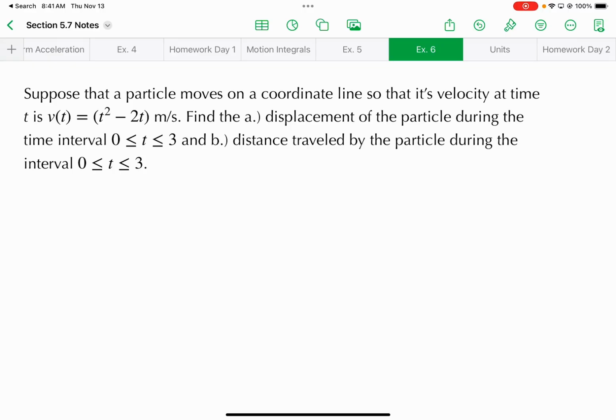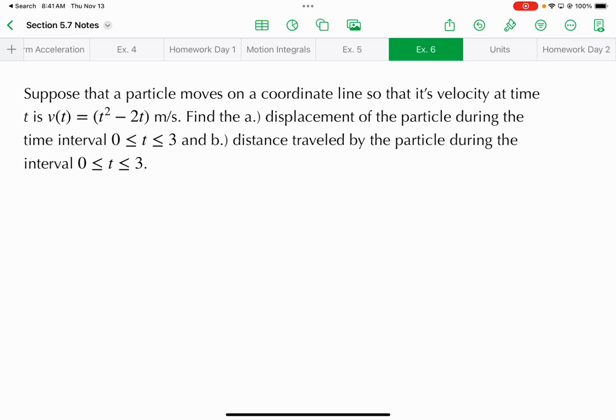All right, suppose that a particle moves on a coordinate line so that its velocity at time t is given by that function, v of t equals t squared minus 2t meters per second. Find the displacement of the particle during the time interval from 0 to 3, and then find the distance traveled by that particle during that same interval. Okay? Very similar to what we just did, also similar to what you guys did on your quiz as well.